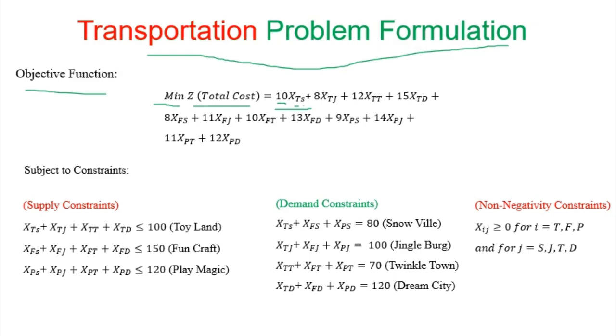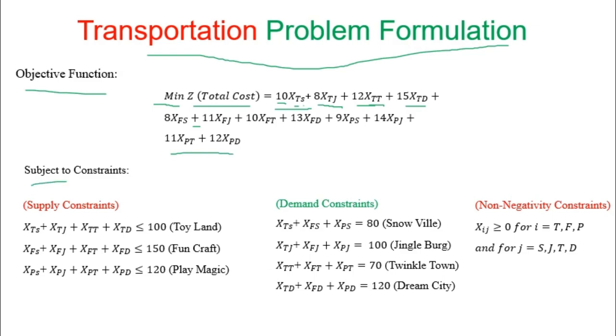10 XTS. Similarly, the quantity supplied from Toyland to Jinglebug is XTJ, and the cost of sending one toy from Toyland to Jinglebug is rupees 8. So the total cost will be 8 XTJ. Similarly, the quantity supplied from Toyland to Tinkertown is XTT, and the cost of delivering one toy from Toyland to Tinkertown is rupees 12. So the total cost will be 12 XTT. This is how you cover all the origins and destinations with respect to their costing, and you create an objective function.